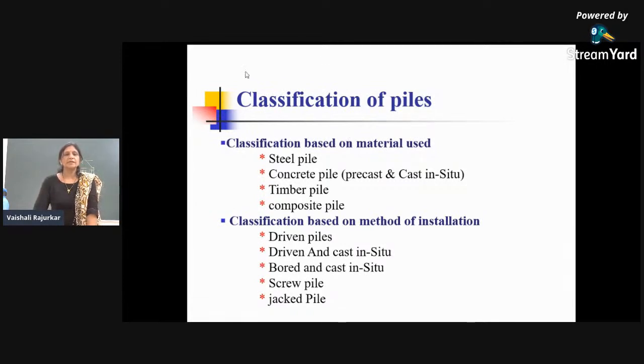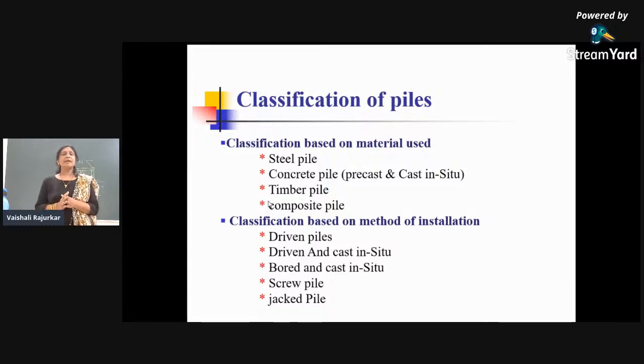And then the fourth type of pile is the composite pile. So what is meant by composite pile? Composite piles are piles which are constructed with two or more materials. It may be a combination of concrete and timber, concrete and steel, or steel and timber, whatever. If it is constructed with two or more materials, it is called a composite pile.